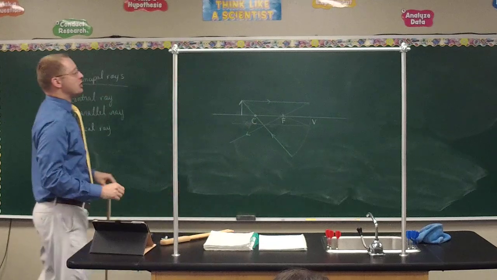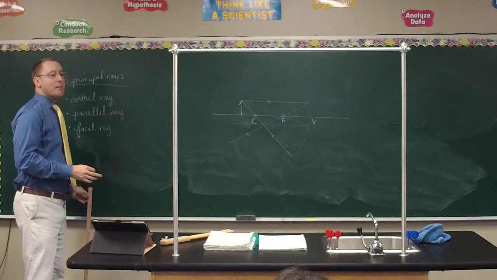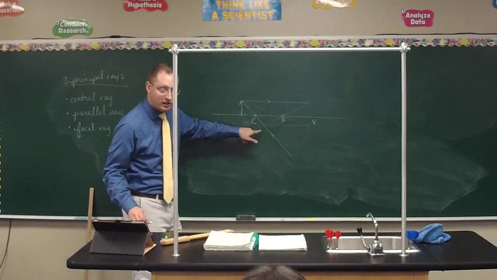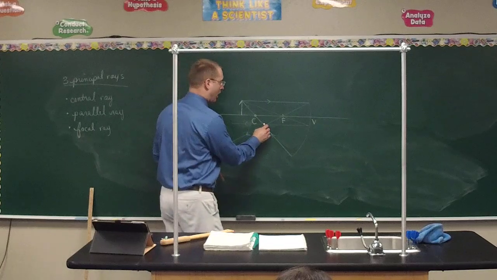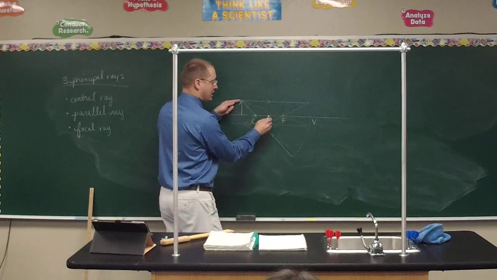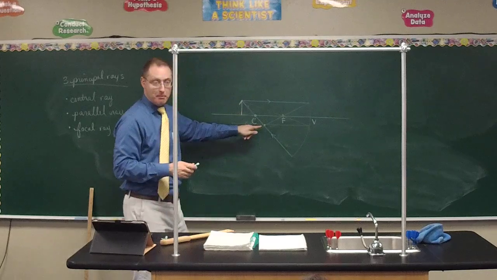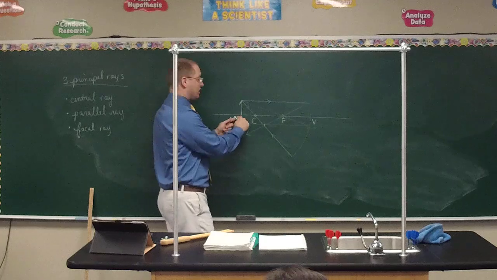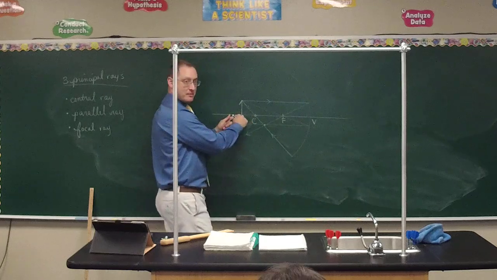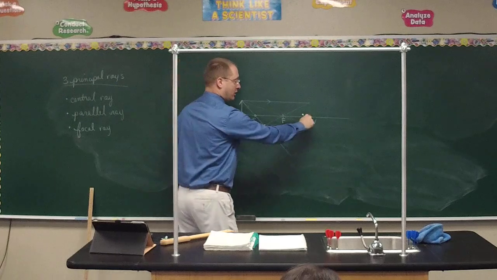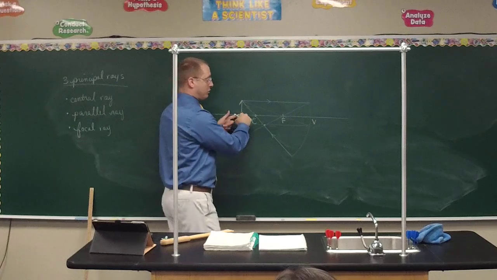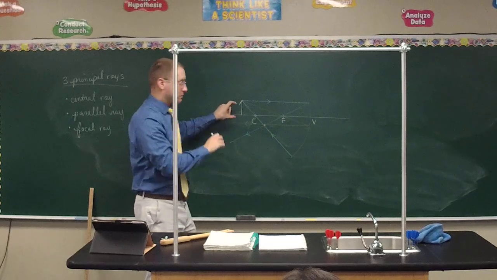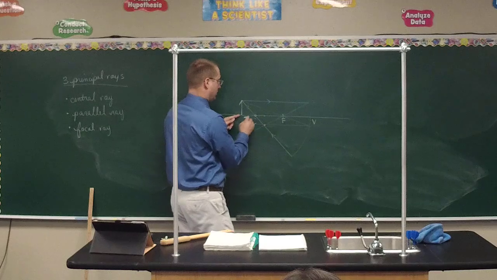Now, is my drawing perfect? No. But we get the idea. Approximately right around here somewhere is where the top of the arrow should be. Somewhere in here should be the top of the reflected image. What about the bottom? Well, think about it. The central ray would go where? Central ray would go right along here and right back through, wouldn't it? The parallel ray would run right along here and go back through the focal point. The focal ray would go through the focal point and reflect back parallel. Since the bottom of the object is resting along the principal axis, the bottom of the image is going to be here.